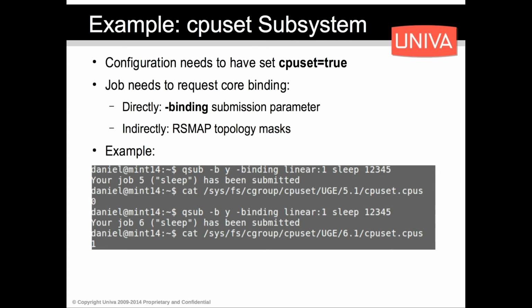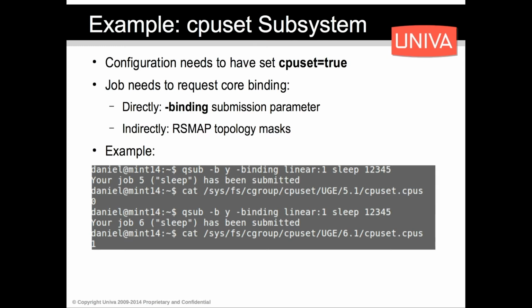In the example, you can see here 2 jobs are submitted. Each of the jobs is requesting 1 core. It is a binary job, that means it's an operating system binary. Here the sleep binary is executed with the parameter 1, 2, 3, 4, 5. That's just the amount of seconds the process is sleeping.